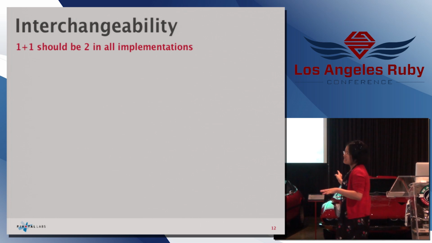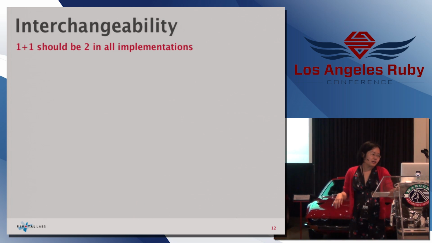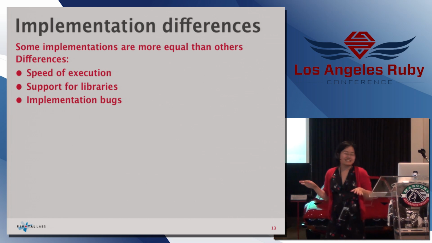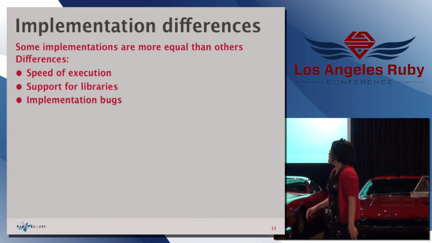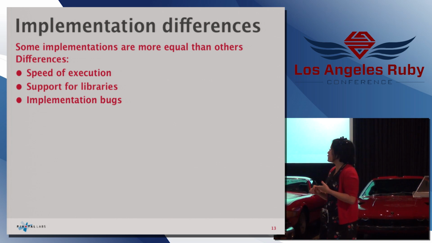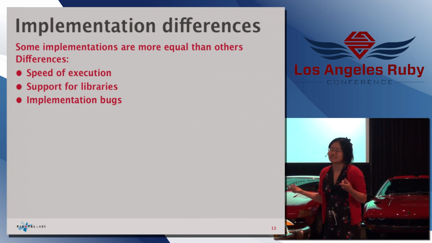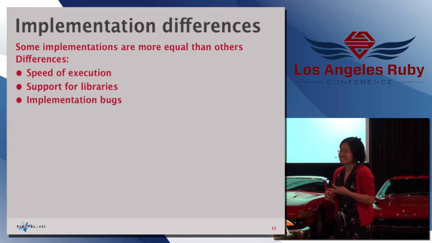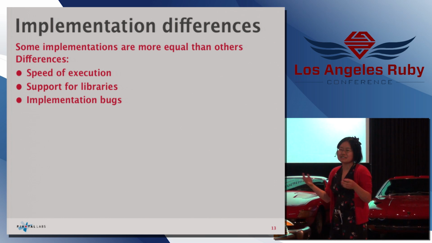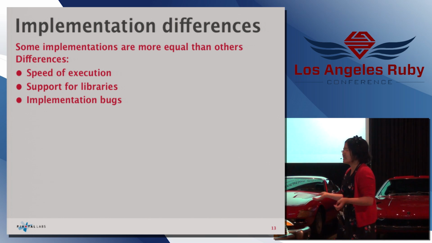So as I said earlier, these implementations should be interchangeable. But that's not really true because some implementations are different. And you could say that some implementations are more equal than others. So some of the important differences that occur even though 1 + 1 = 2 are speed of execution, how good is the implementation, support for external libraries, and implementation bugs. Sadly, the Ruby spec is not really well laid out, and MRI is popularly known as a reference implementation.